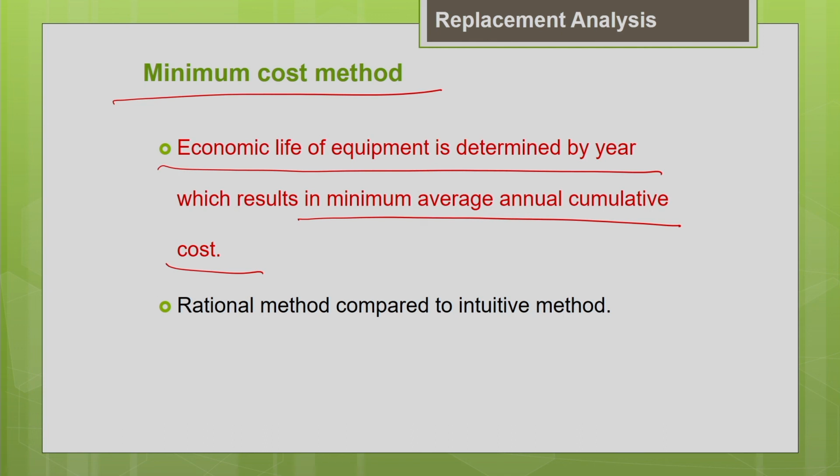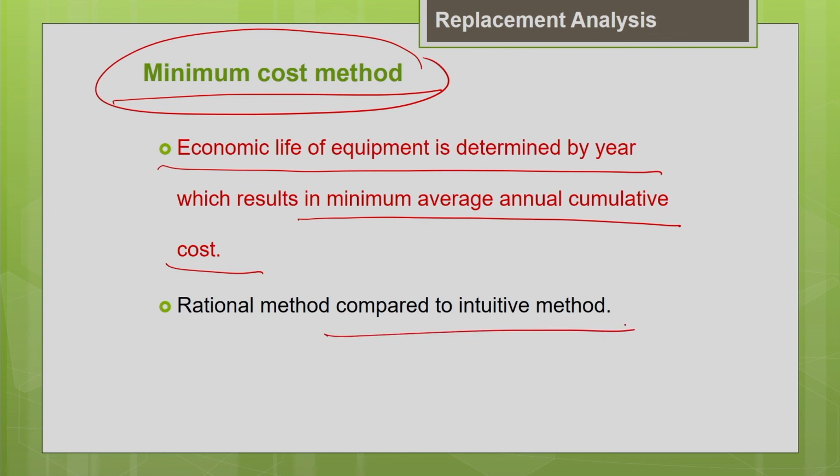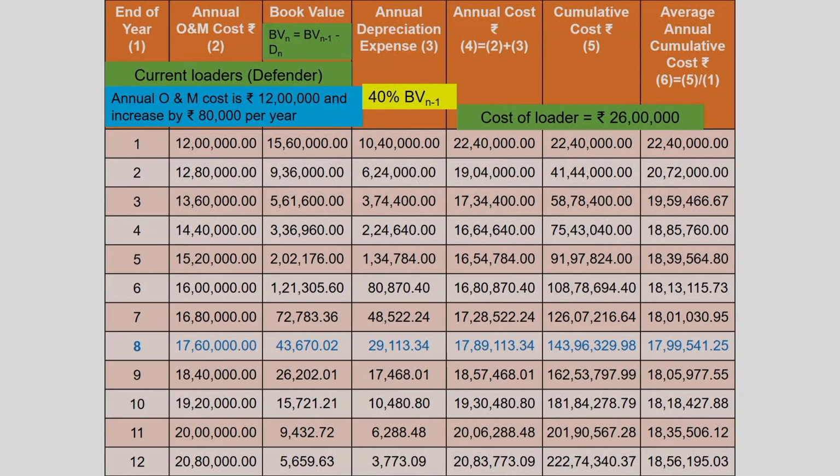That we have not discussed in the earlier lecture. In this lecture, we are going to see how to use this minimum cost method to compare the Defender and the Challenger. When compared to the earlier intuitive method, this will be more rational. So, let us see how it is more rational. Now let us estimate the cost associated with the Defender and the Challenger.